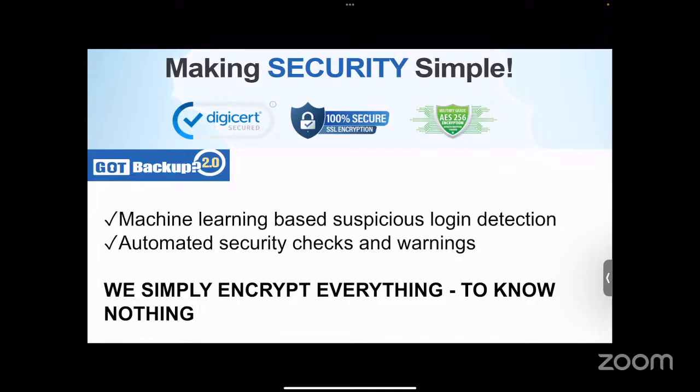And that means the system will not allow your data to be accessed. And the automated security checks and warnings allow the system to give you a warning. When you are logging in, or somebody is trying to log in, you get an email immediately that somebody is trying to log into your system. Is it you?